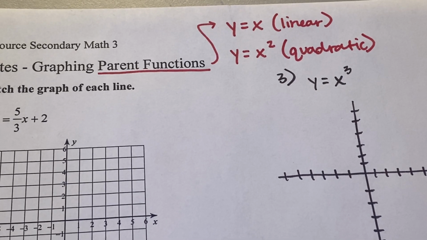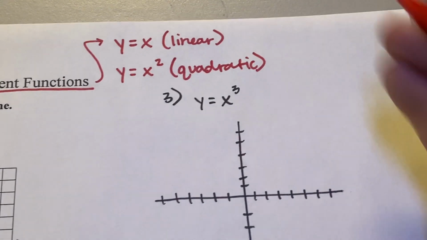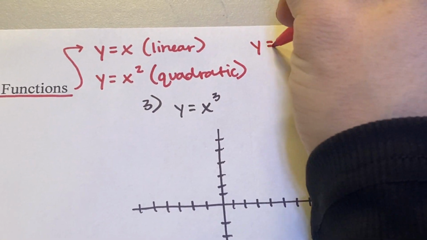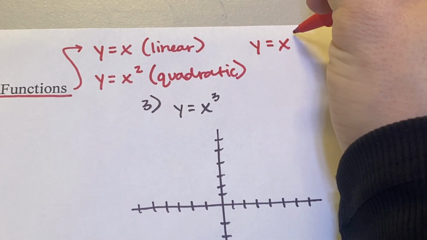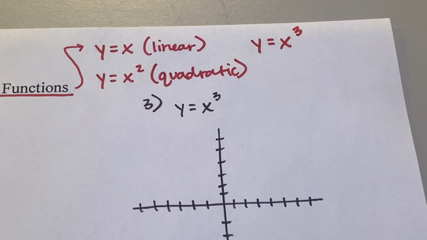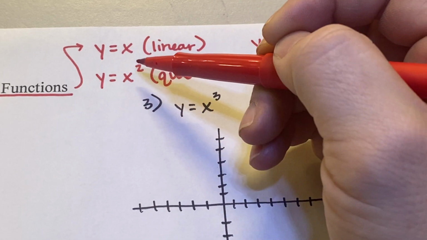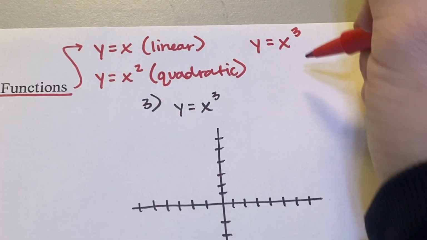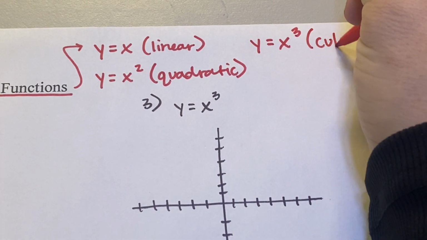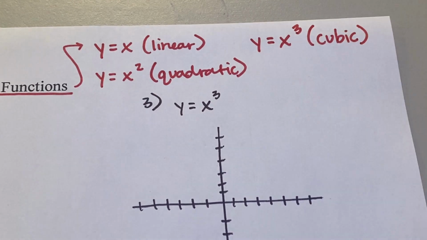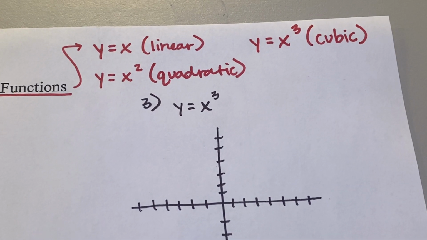Okay, then once we moved into this year, we're now talking about the parent function y equals x cubed. Okay, see how they're going different powers? First one was just to the first power, second one second power. Now we got a third power. This guy is called a cubic function.